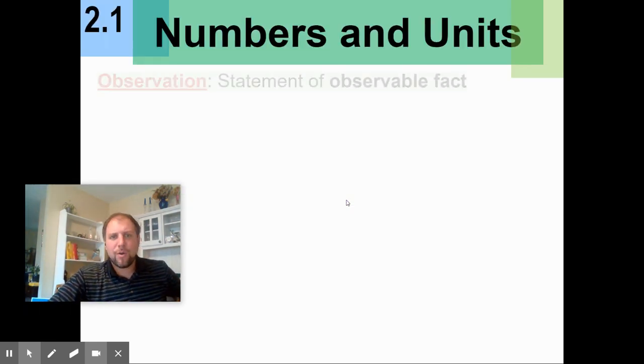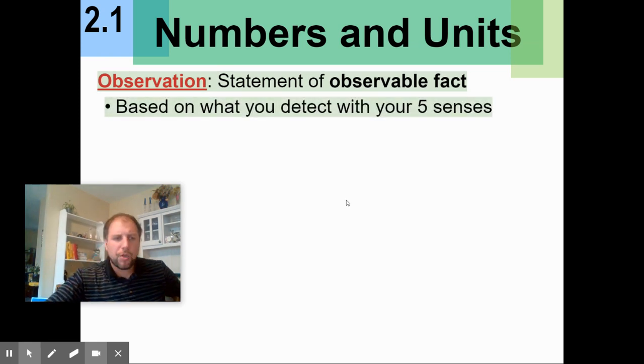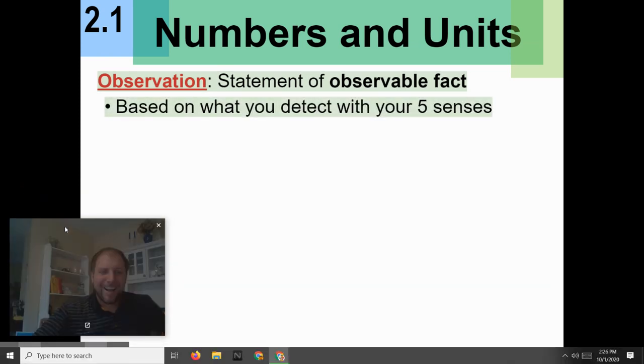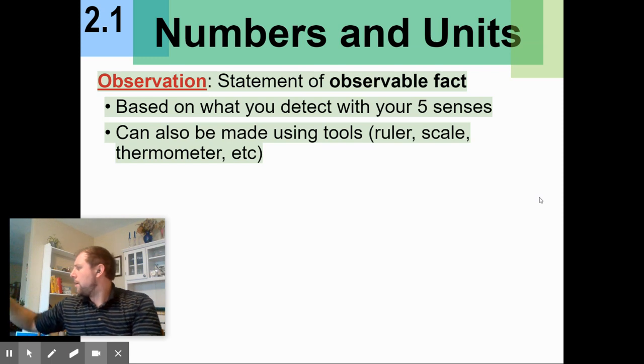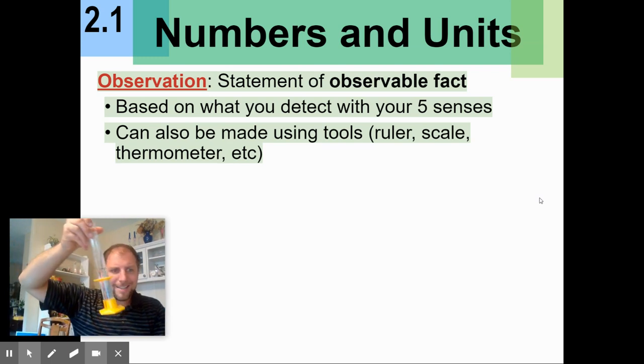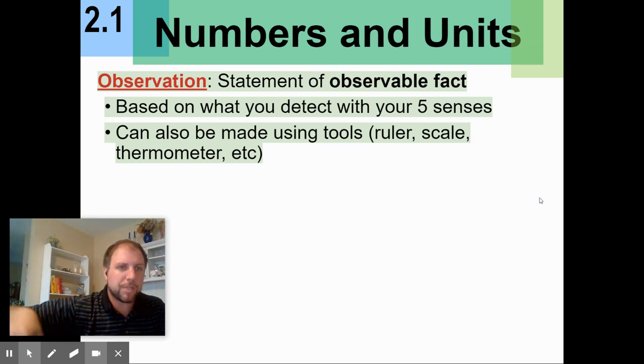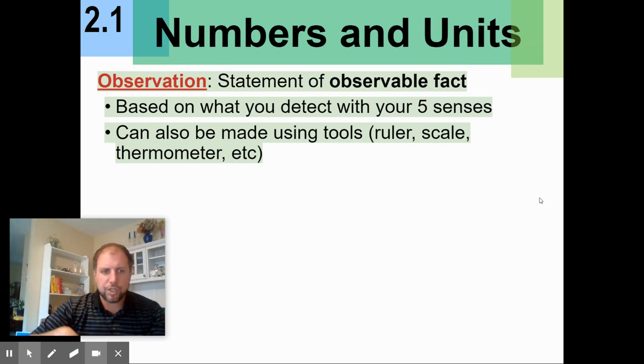Okay, let's go. So, numbers and units. In this unit, we're going to be talking about observations. Observations are any statements based on observable fact, things that you observe with your five senses and nothing else. It could also include measurement tools, like things that you measure with a ruler or a beaker or graduated cylinder. Tools that help you measure things also count as observations, but it can only be things that you observe directly with your senses.